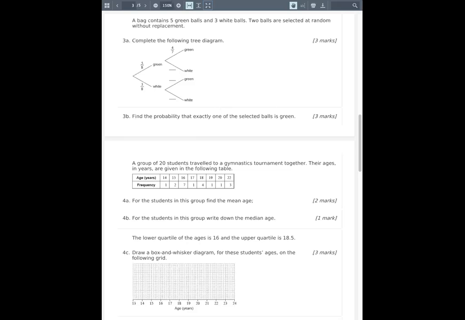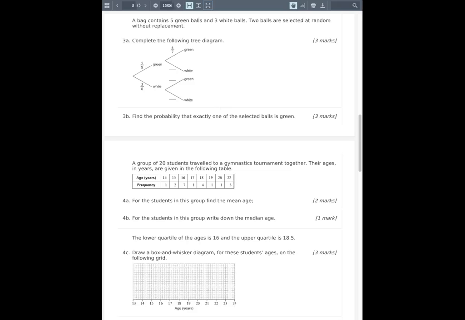Okay. 3B. Find the probability that exactly one of the selected balls is green. I think this was on test 4. So we are going to be looking at 5/8 times 3/7.